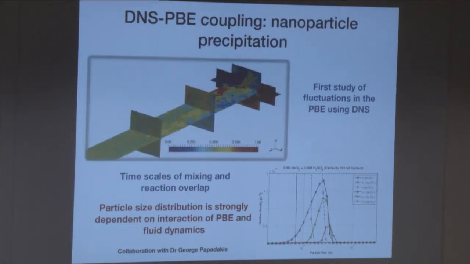These are some samples from our latest work. Here we have coupled the population balance with direct numerical simulation. It's a collaboration with Dr. George Papadakis from Aeronautics. And what we want to do here is to probe further into the interaction of turbulence and aerosol processes and understand what happens when the time scales of mixing and reaction overlap, how this interaction of time scales gives rise to unique phenomena in the aerosol phase and ultimately help us to build better models.